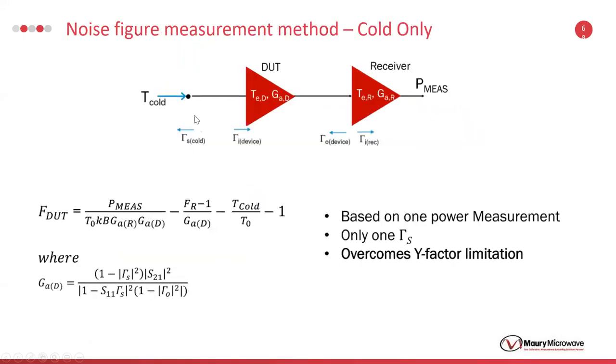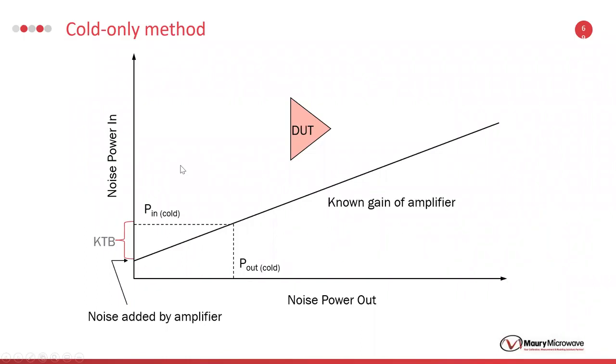Whereas in the cold method, we are measuring with only one gamma source. We are measuring the DUT, so we have better control; we can adjust the receiver dynamic to measure the right power, so we can measure quite low noise figure. And this is the method that is mostly used when we are characterizing LNAs or transistors for LNAs. So the idea here is, as I know the gain, I measure only one point. I know the gain, so I have this line and I can find the noise from the transistor.